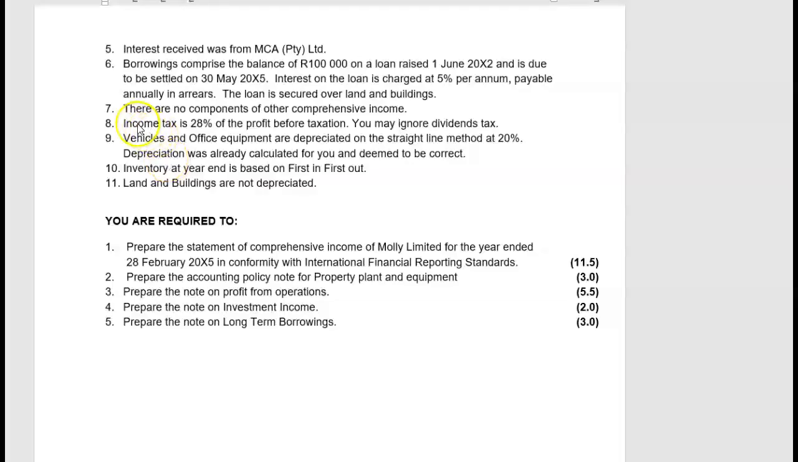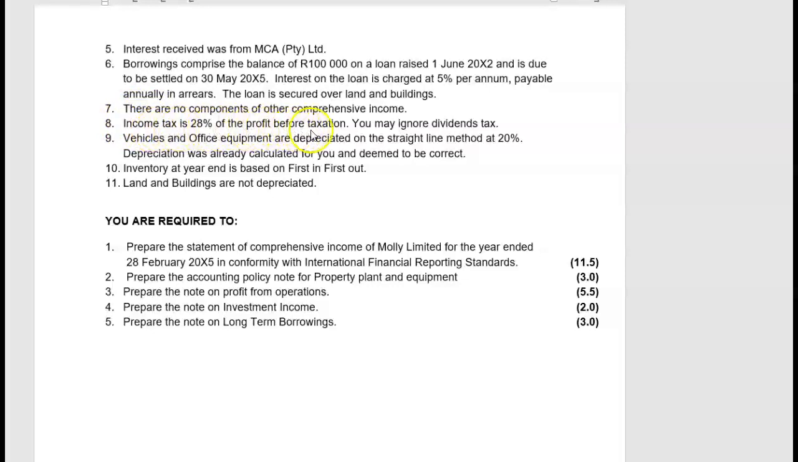Number 8, the income tax. And number 7, let's just read number 7. There are no components of other comprehensive income. So that's great stuff. I don't have to show other comprehensive income if there isn't anything. In this answer, I just did show it, but it is not really necessary.